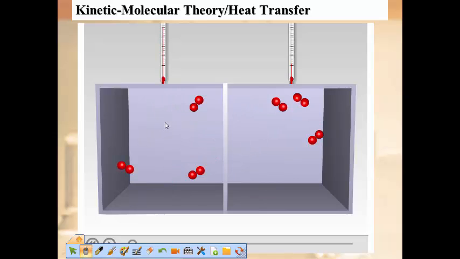So, as you noticed in this, the higher temperature had the faster moving particles. As they hit that thermal barrier and transferred that energy, that heat, that kinetic energy, to the cold, those molecules would speed up until they reach that thermal equilibrium with the equal temperature, meaning equal motion of molecules.